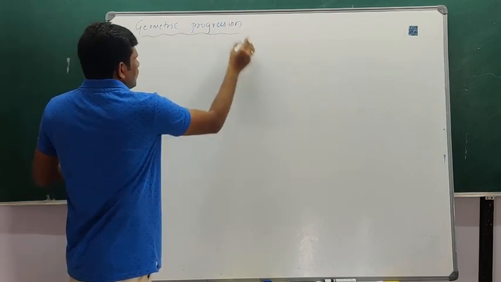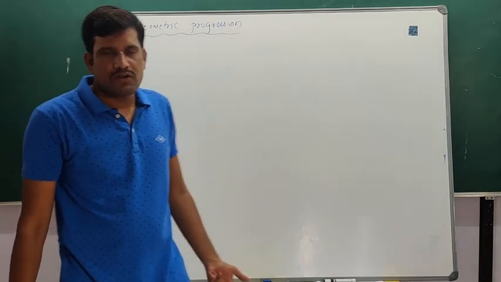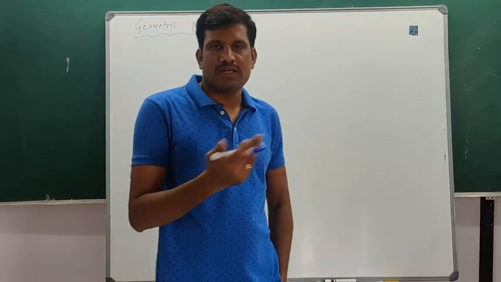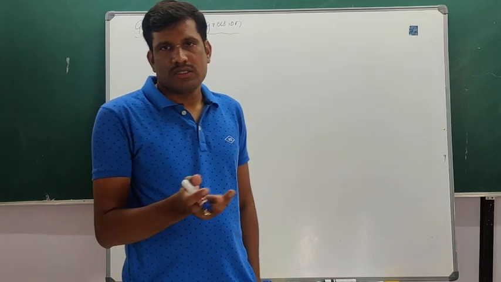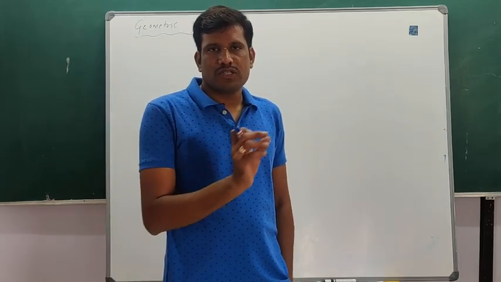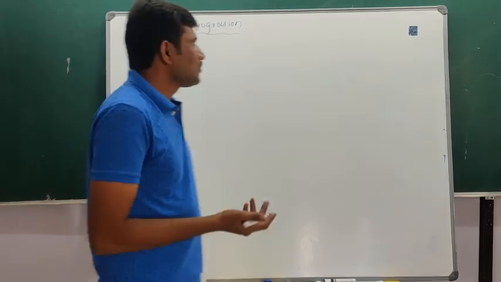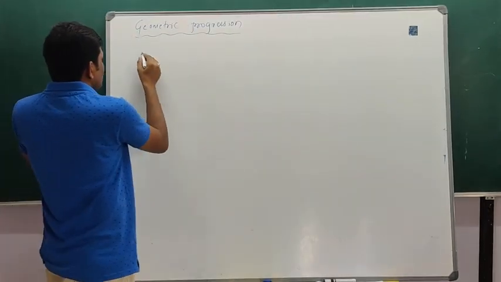See, in arithmetic progression, what is the nature of arithmetic progression? The difference between any two consecutive numbers, that is second term minus first term, or third term minus second term, fourth term minus third term, will be the same. So that is called the common difference. So what is GP? See, I will write some sequence here.